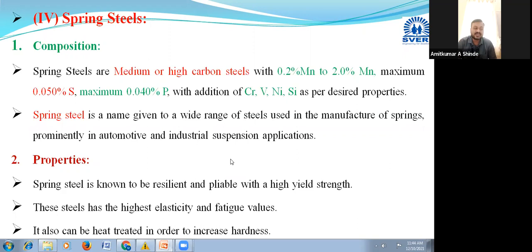As per your requirement, you can add chromium, vanadium, nickel, or silicon. And if you want to change some properties, you can add some additional alloying elements like chromium, vanadium, nickel, silicon, depending on the change in the properties required.